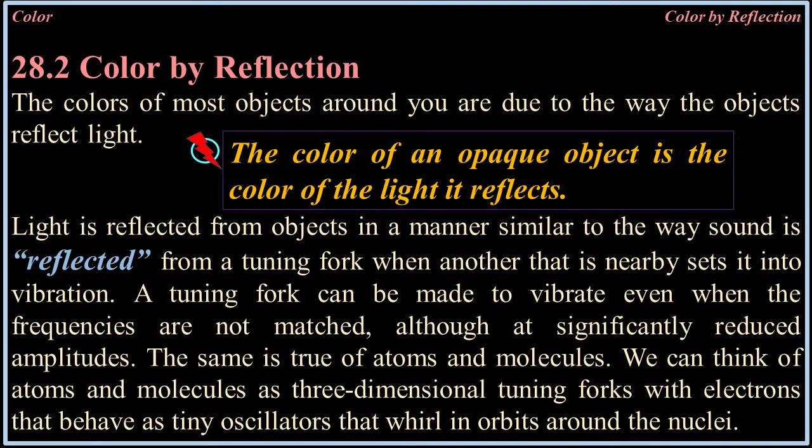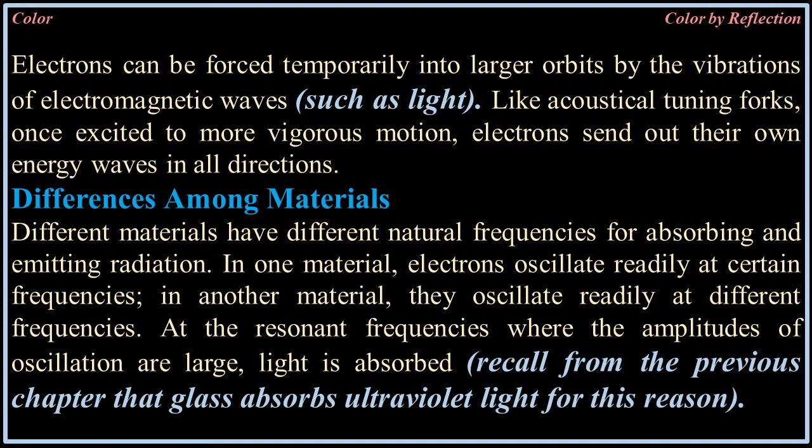We can think of atoms and molecules as three-dimensional tuning forks with electrons that behave as tiny oscillators that whirl in orbits around the nucleus. Electrons can be forced temporarily into large orbits by the vibrations of electromagnetic waves such as light. Like acoustical tuning forks, once excited to more vigorous motion, electrons send out their own energy waves in all directions.